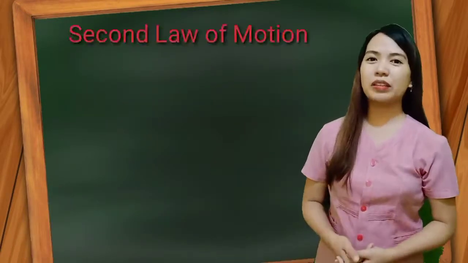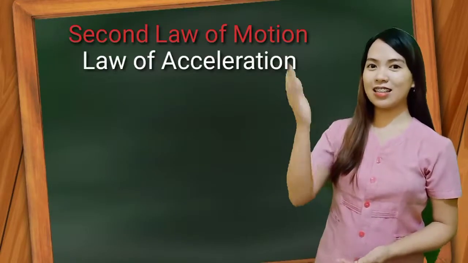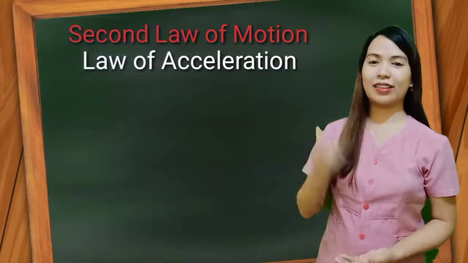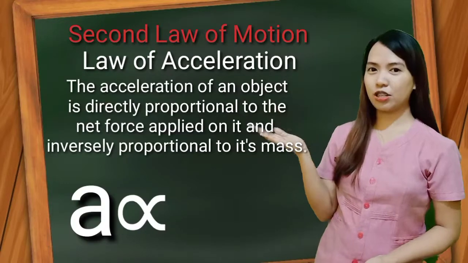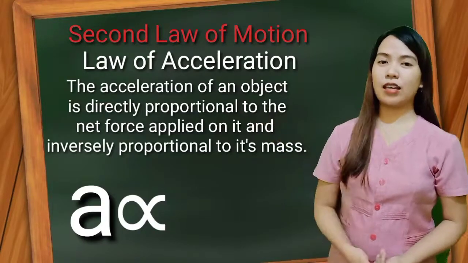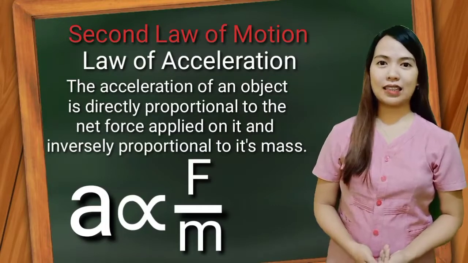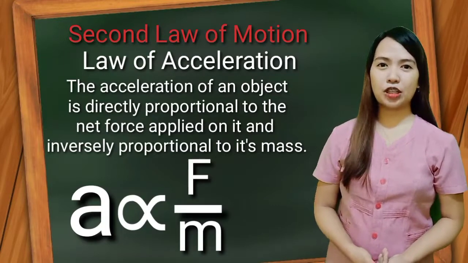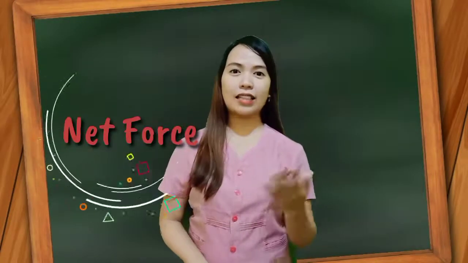Today, we are going to learn about the second law of motion, and this is known as the law of acceleration. The law of acceleration states that the acceleration of an object is directly proportional to the net force applied on it and is inversely proportional to its mass. Acceleration depends on two variables. One is the net force of an object and the other one is the mass of an object.